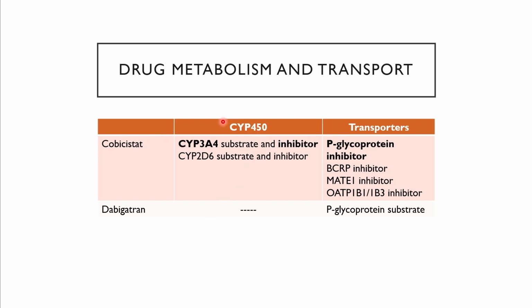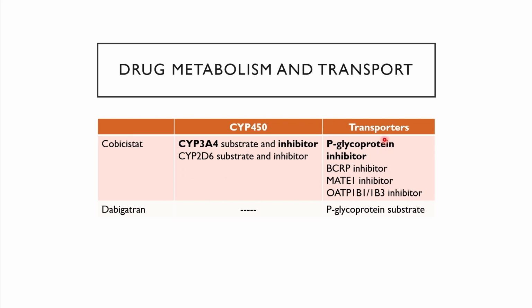When you pull data on how these drugs are metabolized or transported, you will note that cobicistat goes through CYP450 mediated metabolism. Specifically, as highlighted here, it's a strong inhibitor for CYP3A4 as well as a substrate for it. It also inhibits CYP2D6 to some extent.